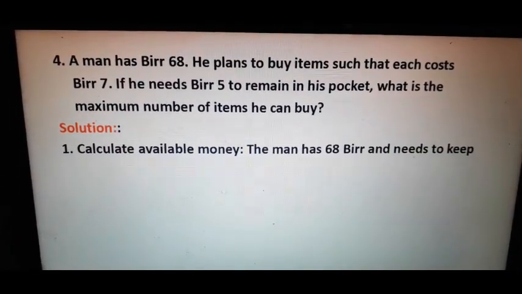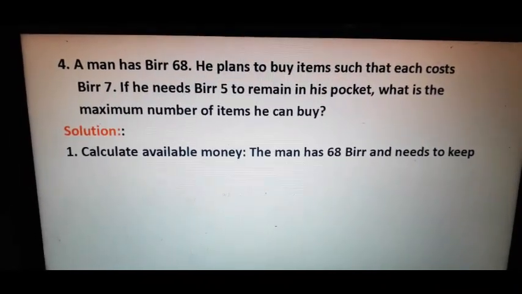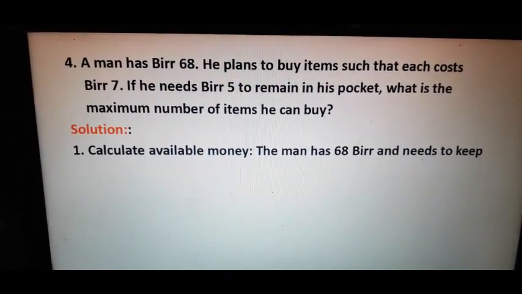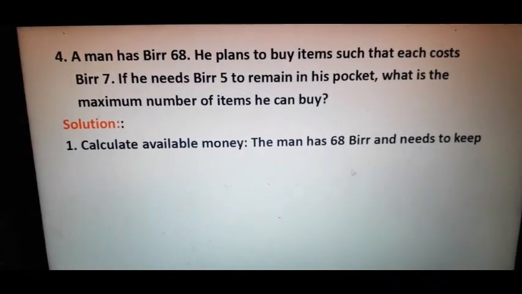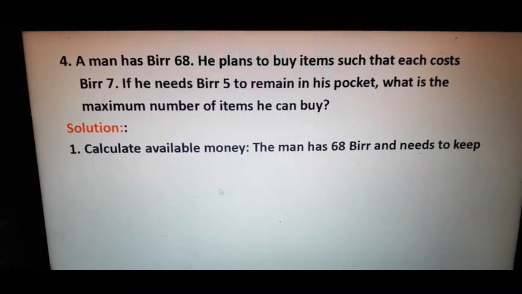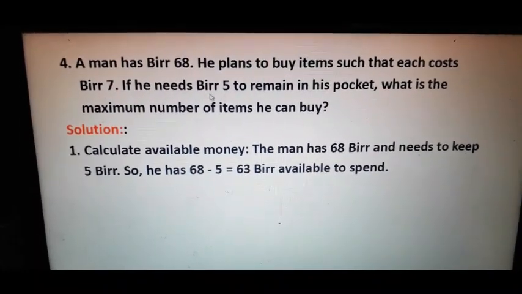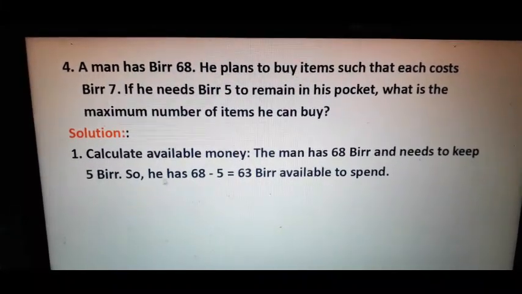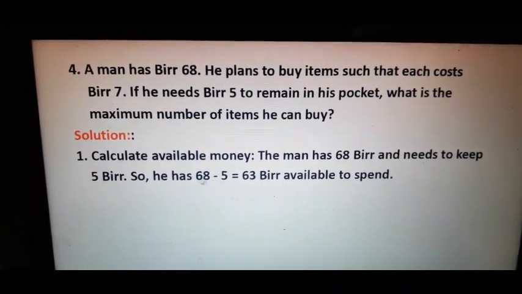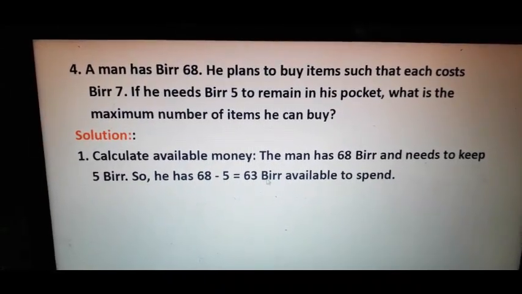Now, let us calculate the available money. The man has 68 birr. This is what he has in his pocket and he needs to keep 5 birr. He needs to keep 5 birr in his pocket. So he has to subtract 5 from 68. 68 minus 5 is 63.